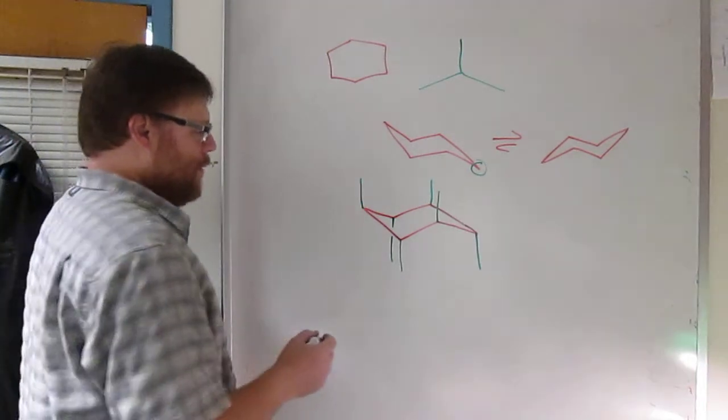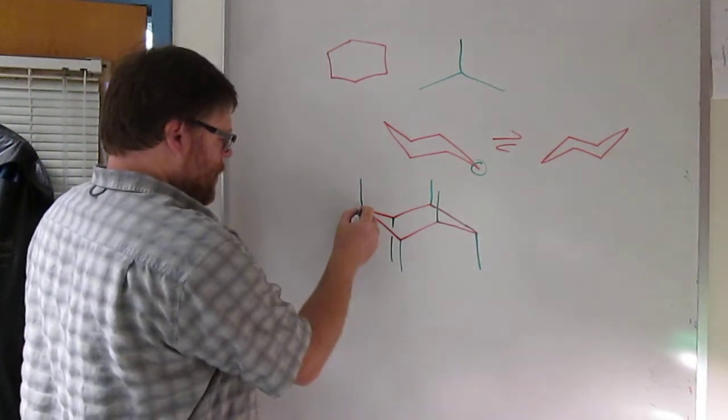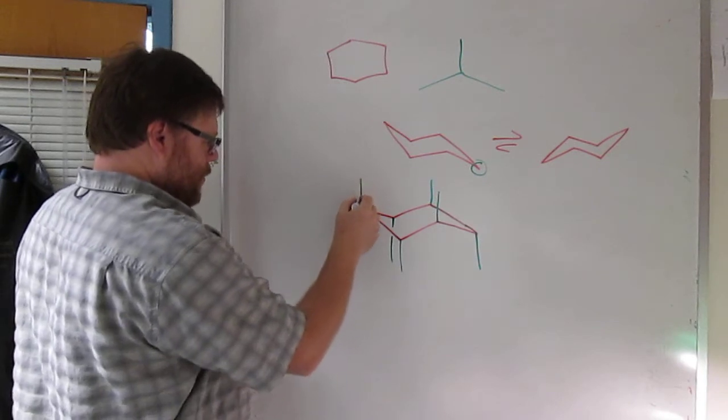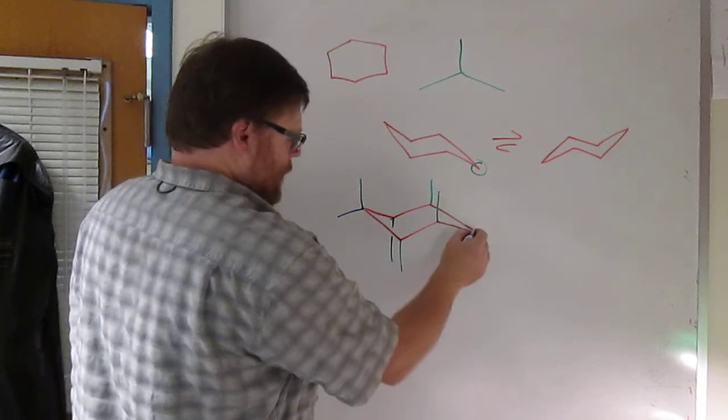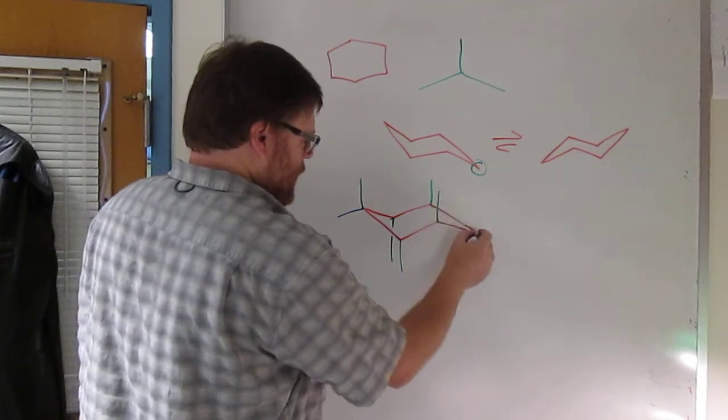And now you can put in your equatorial substituents, and again, you want to make a Y. So now your Y is green, blue, and this red. Here you've got green, this red, blue.